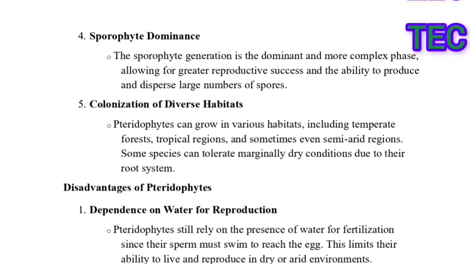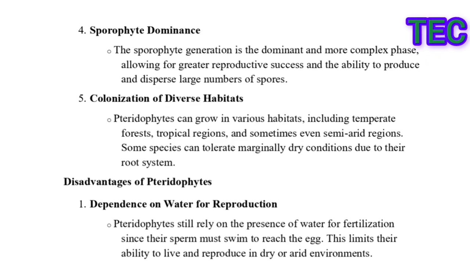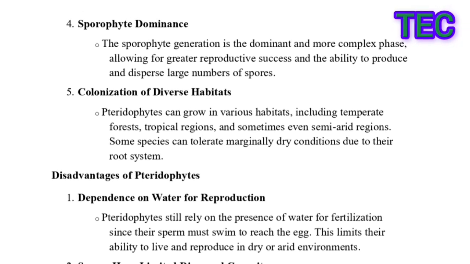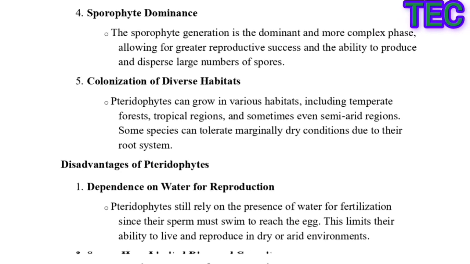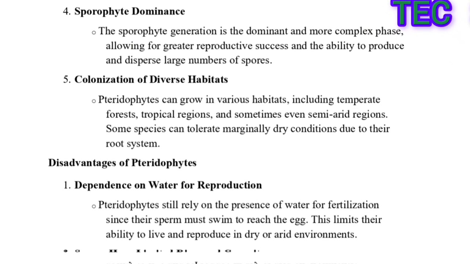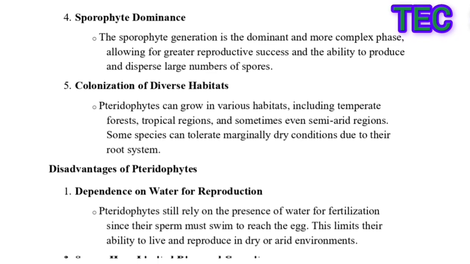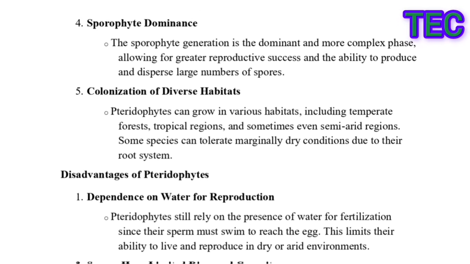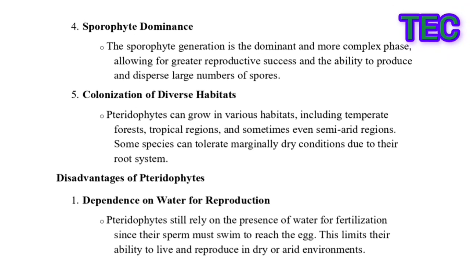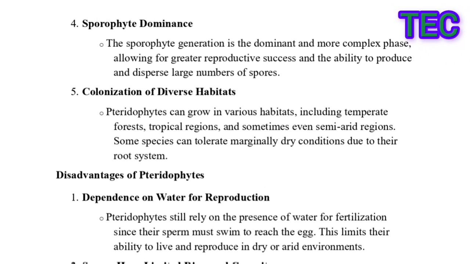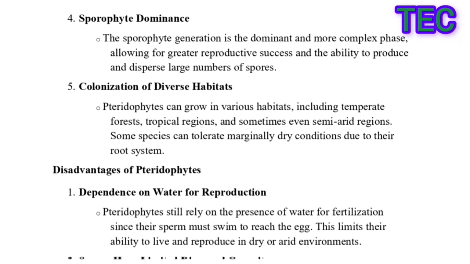Sporophyte dominancy, another advantage. The sporophyte generation is the dominant and more complex phase, allowing for greater reproductive success and the ability to produce and disperse large numbers of spores. Because of the presence of sporophyte dominancy, that generation is the dominant and more complex phase, which allows for what we call dispersion. The greater the reproductive success, the greater the area of dispersal, so they are able to spread out because of that.